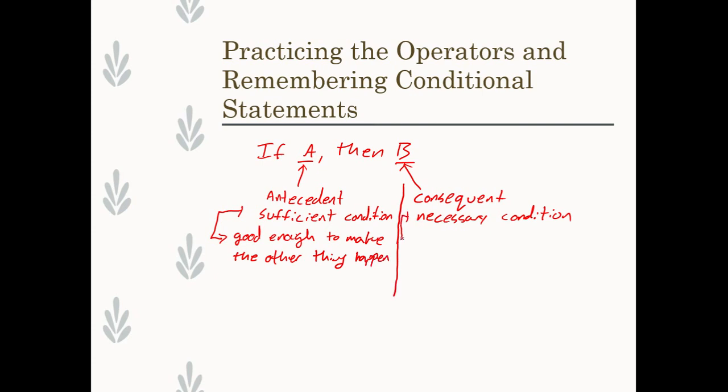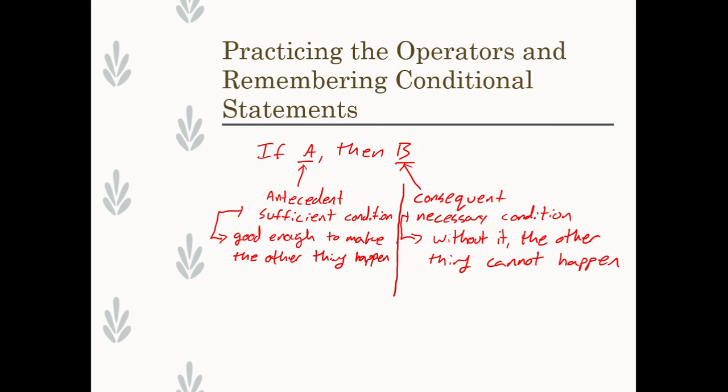Necessary condition means without it, the other thing cannot happen. So sufficient condition means it's good enough to make the other thing happen. Necessary condition means without it, the other thing cannot happen. So when you say if A then B, the A is good enough to make B happen. And when you say if A then B, if B doesn't happen, A can't happen. The A is this antecedent and the B is the consequent.